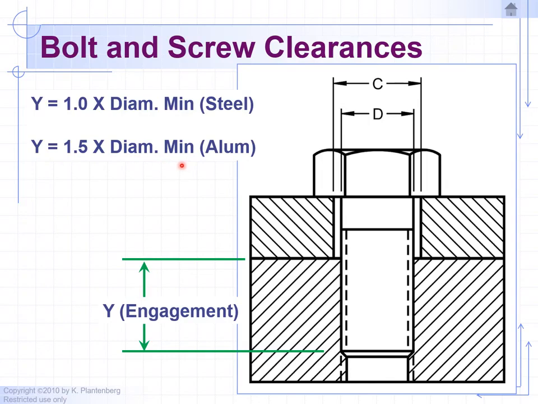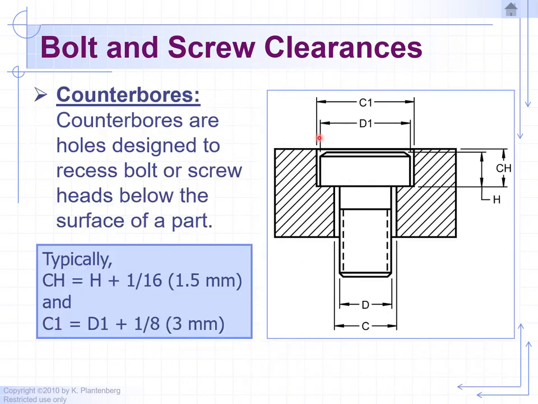That's the minimum amount of engagement we want between the bolt and the tapped hole. So if this is 1 inch, multiply times 1.5, and we want at least 1.5 inches of engagement between the threads of the bolt and the tapped hole. So these are minimums.